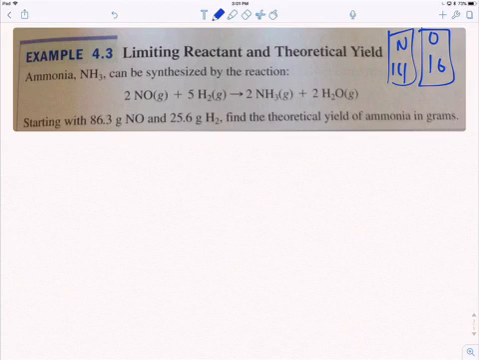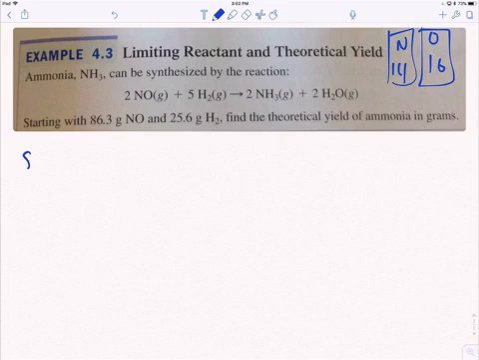So now we're going to have a problem where we don't know what the limiting reagent is just by looking at it. This reaction here: 2 nitrogen monoxides plus 5 hydrogens makes 2 ammonias and 2 waters. And we have 86.3 grams nitrogen monoxide and 25.6 grams of hydrogen. What is the theoretical yield? What is the most ammonia that we can get out? Just looking at this, we don't know which one is in excess and which one's limiting. So we have to calculate both. Let me show you.